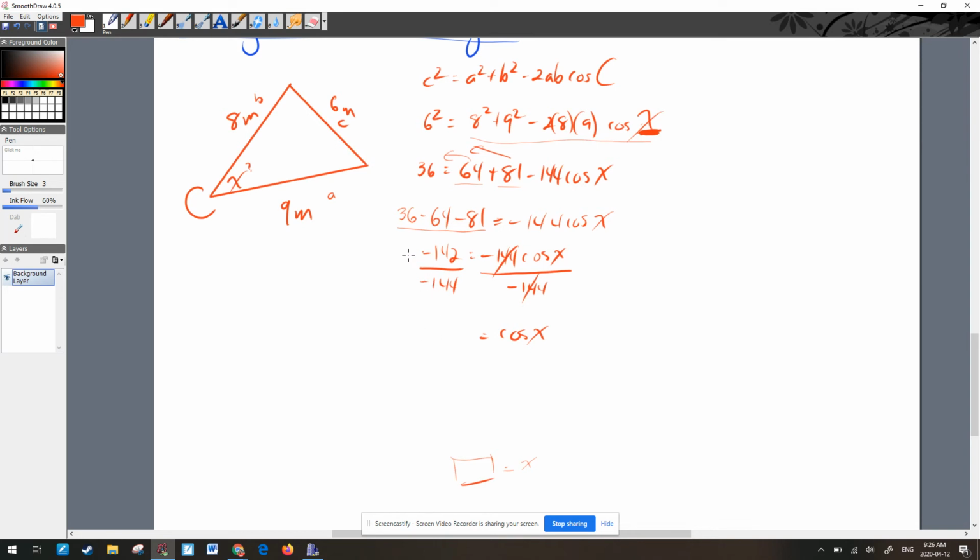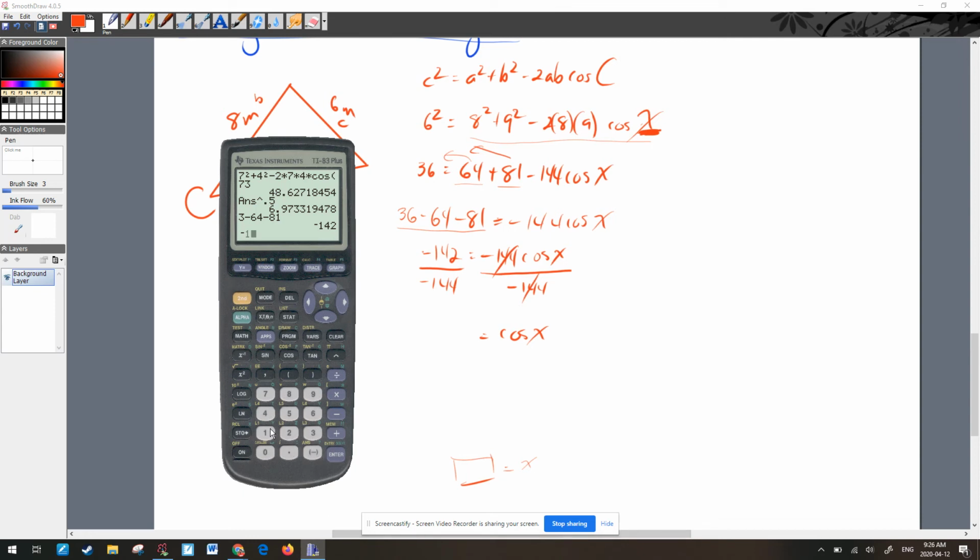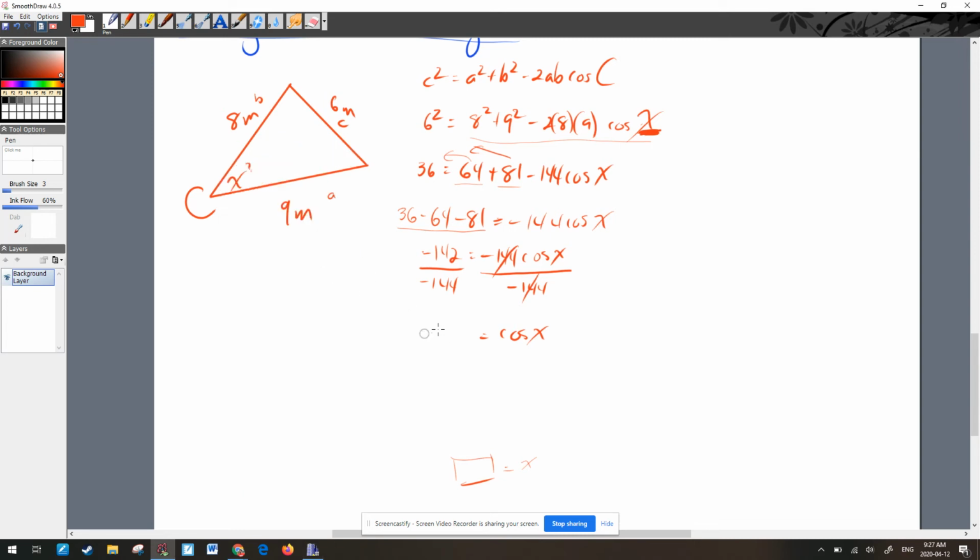Now, I could type that into my calculator. It's not a very nice number, right? So negative 142 divided by negative 144. Type that in. Yeah, not a nice number at all. 0.9861 repeated. And if you have a one-line calculator, you might be kind of forced into doing that. Thing is, we really want to keep all of those decimal places. So I'm going to just leave this over here as negative 142 over negative 144.